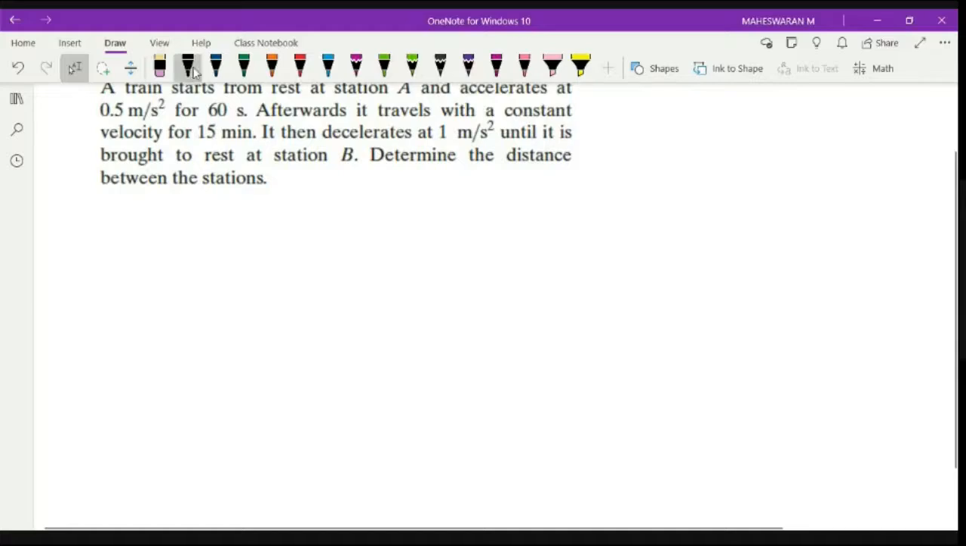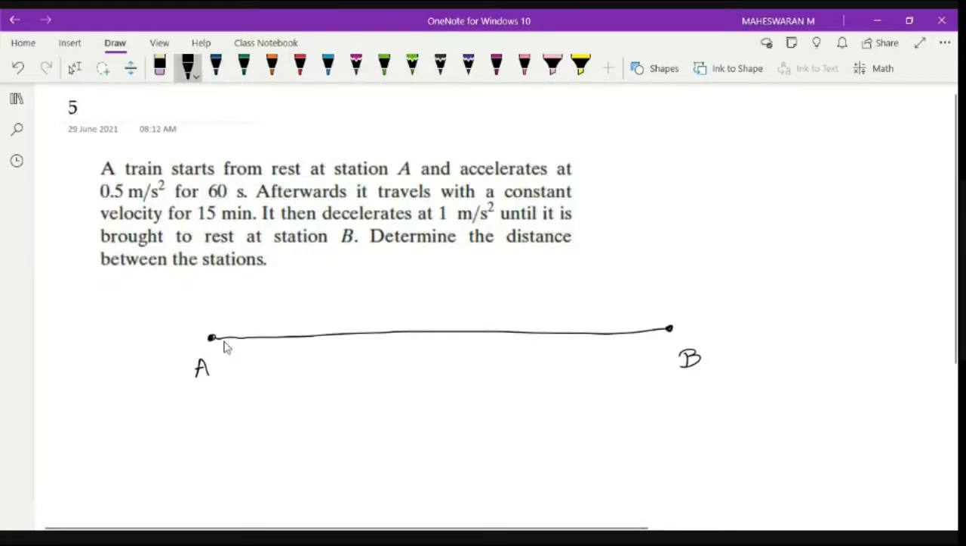Right, so let me consider this is my point A. From point A, it is moving. So this is my point B. When you want to move from A to B, there are three cases now, right? What are the cases? So you have a constant acceleration, right? Let me consider this point as C. From A to C, you have a constant acceleration of 0.5 meter per second square, and the time taken for this is around 60 seconds.